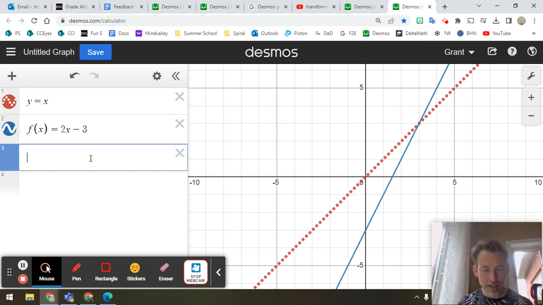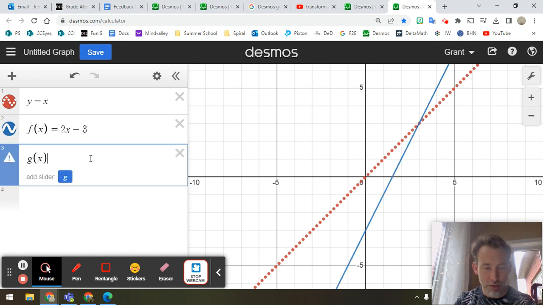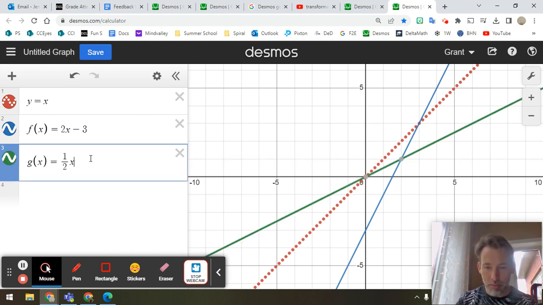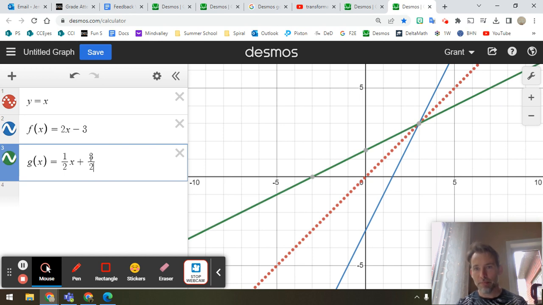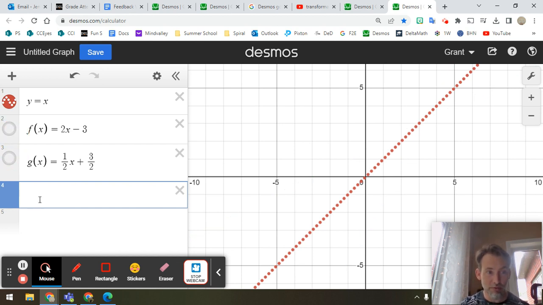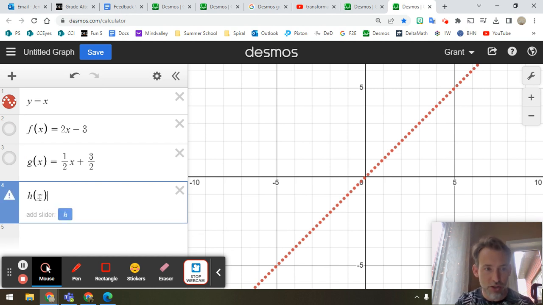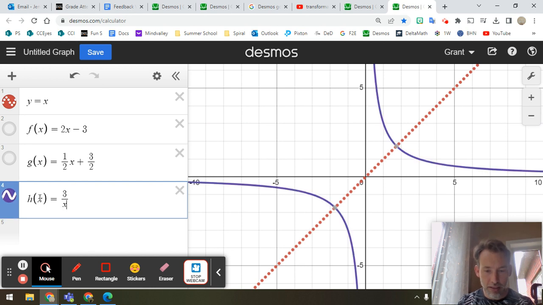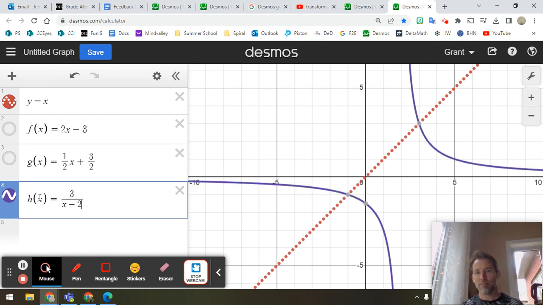And so I can tell you that the inverse is going to be equal to 1 over 2 x plus 3 over 2. There. So that's the inverse function. I just did the algebra in my head really fast. All right, and then if we look at reciprocal functions, on the other hand, if I want to find the inverse of a reciprocal function, let's say I have h of x is equal to 3 over x minus 2. Okay, well, if I reflect that through that line, that's going to be a reciprocal function.